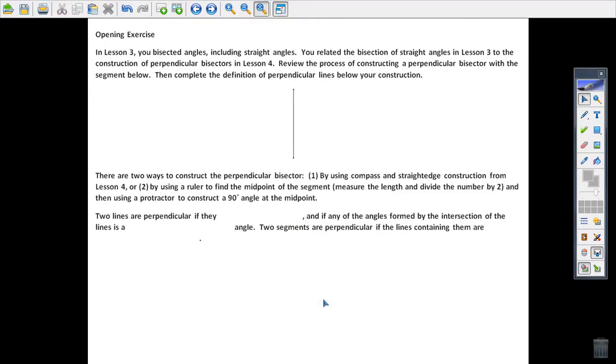So Brendan, what did you guys get for the first blank? Two lines are perpendicular if they what? Sarah, what did you get for the first one? Intersect. And then how about the second one, Brendan? If any of the angles formed by the intersection of the lines is a right angle, or 90 degrees is fine too. And then the last one here, two segments are perpendicular if the lines containing them are perpendicular.